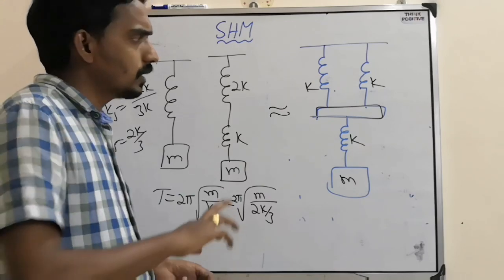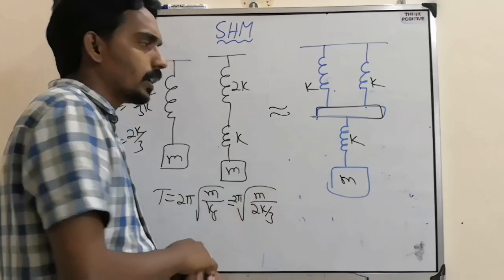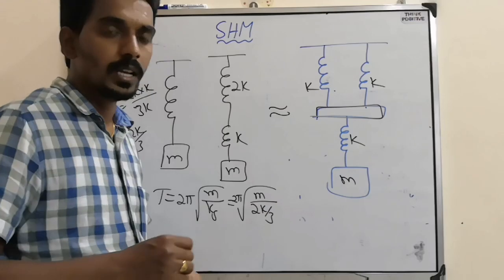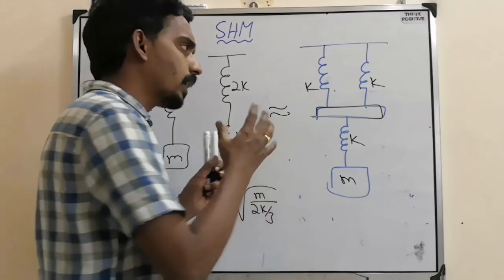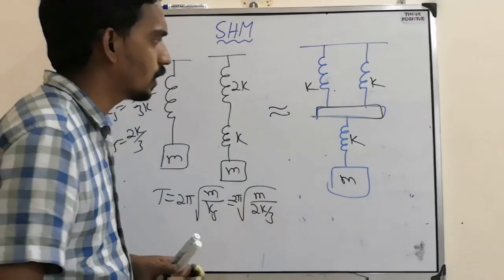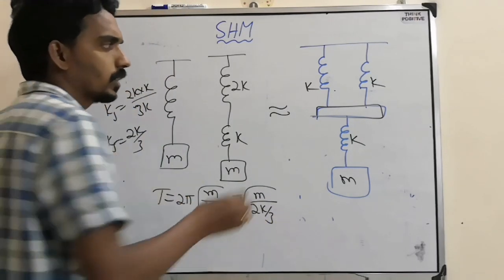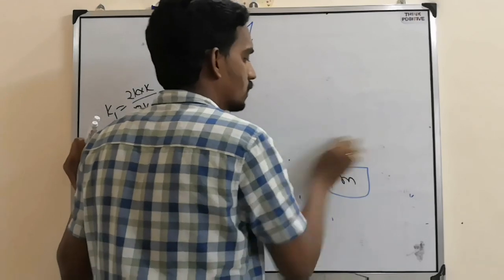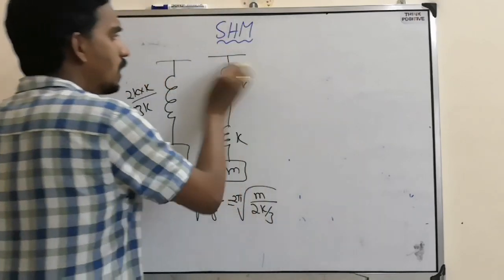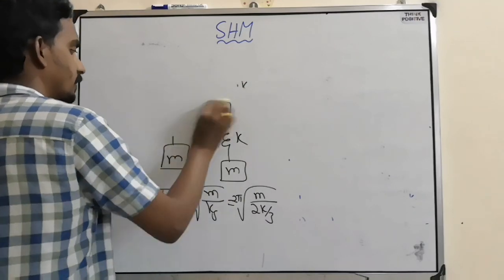So this way, which are connected in series, which are connected in parallel, the simple combination like you have done in the case of resistors and capacitors, the same kind of combination you need to consider and the same kind of logic you need to apply, so that when you find the effective spring constant, then you can find the resultant time period.